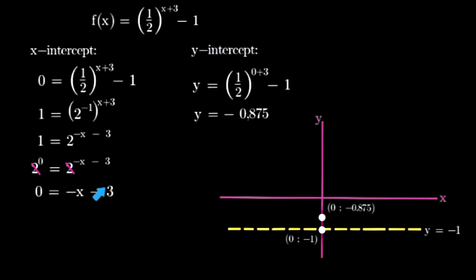We take this constant to the other side, becomes a plus 3 is equal to minus x. We divide with the coefficient, which is a minus 1, and 3 divided by minus 1 is minus 3, equal to x. So our x-intercept is at minus 3. So that will be over here, and I plot the point. I put in the coordinates, minus 3 and 0.